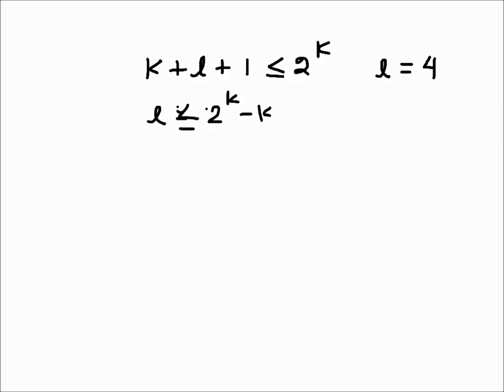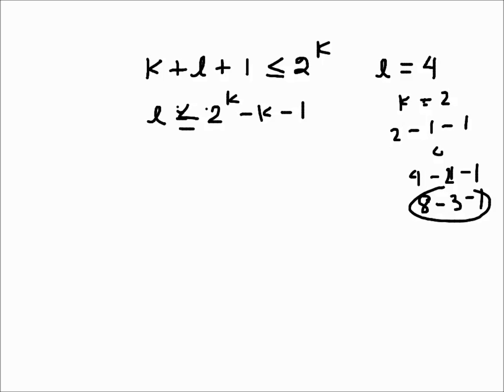2^k minus k minus 1. If k is equal to 1, we end up with 2 minus 1 minus 1, which is 0. If k is 2, we have 4 minus 2 minus 1, which is 1. If k is 3, we have 8 minus 3 minus 1, which is 4. So this is working. We need at least 3 bits for this correction. For correction of 4 data bits, we will need 3 parity bits.